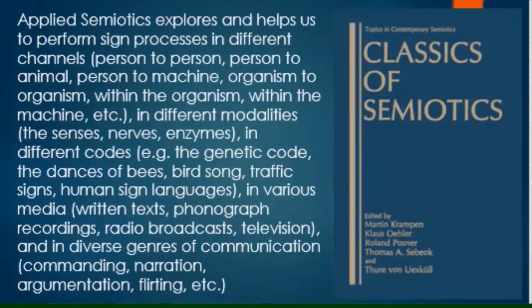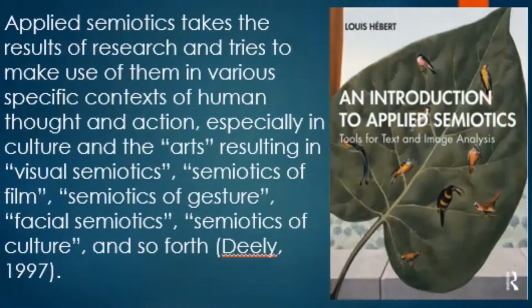purposes. The book Classics of Semiotics provides the reader an idea of the range of contexts where semiotics can be applied. It explains that applied semiotics helps us explore different channels, different codes in various media, and different genres of communication. Applied semiotics takes the results of research and tries to make use of them in various specific contexts of human thought and action, especially in culture and the arts, resulting in visual semiotics, semiotics of film, semiotics of gesture, facial semiotics, semiotics of culture, and others.